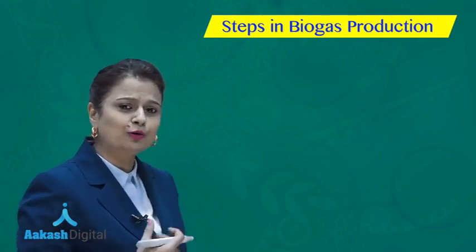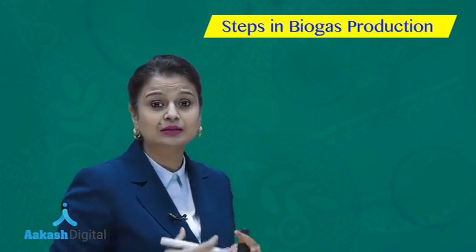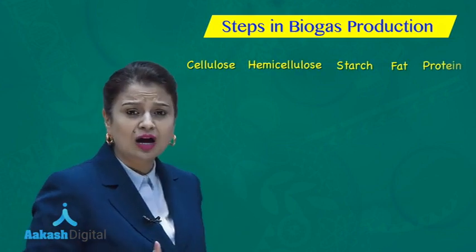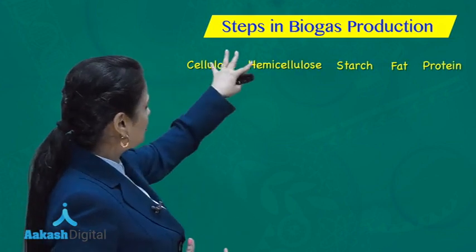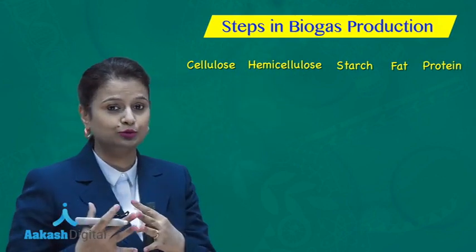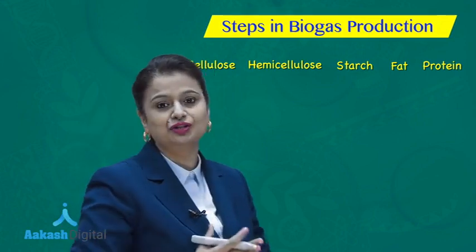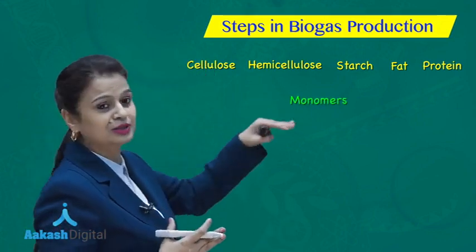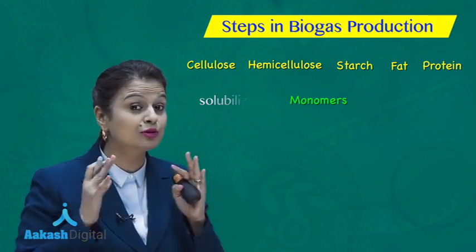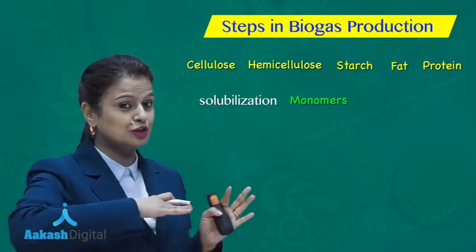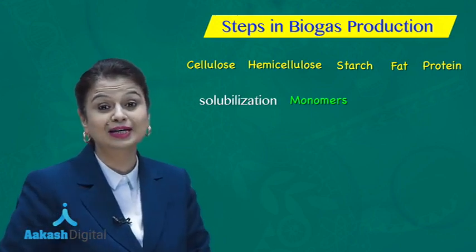Now, whatever bio-waste you will use for forming biogas contains polymers like cellulose, lignin, starch, yes, hemicellulose. So these are different polymers which are present in bio-waste. So you are going to perform digestion of these polymers. Polymers will be changed into monomers. This process is known as solubilization.